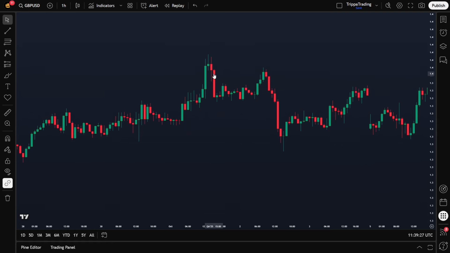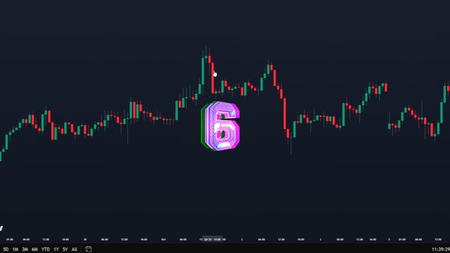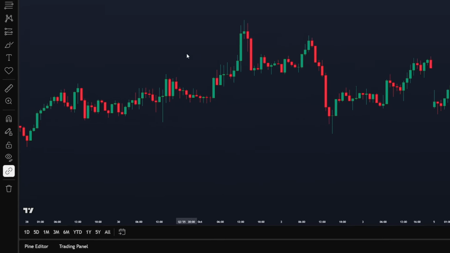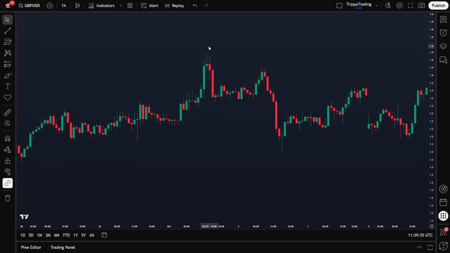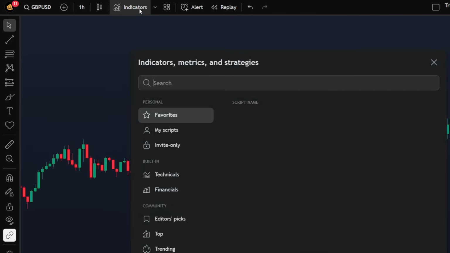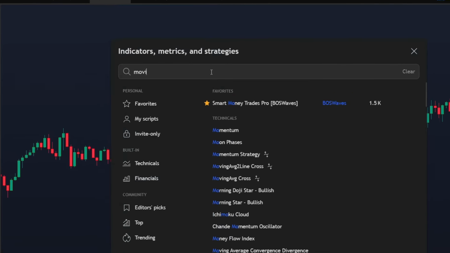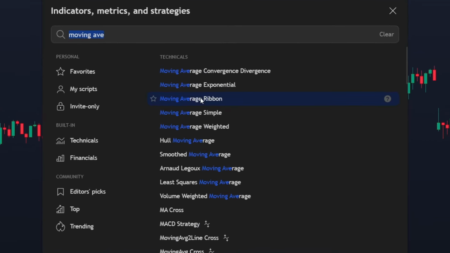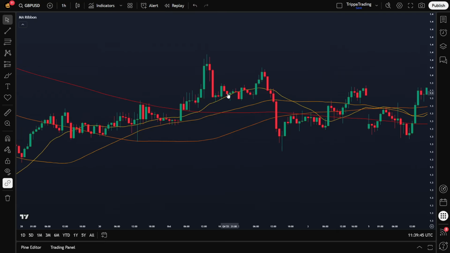Alright, let's get started. First, we need to add 6 moving averages to our chart. Don't worry if you're on the free version of TradingView because I'll show you an easy way to do that. So first of all, open the Indicators tab and search for Moving Average Ribbon. It's a built-in indicator on TradingView. Once you add it, you'll automatically get 4 moving averages on your chart.